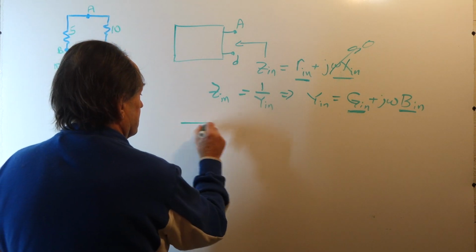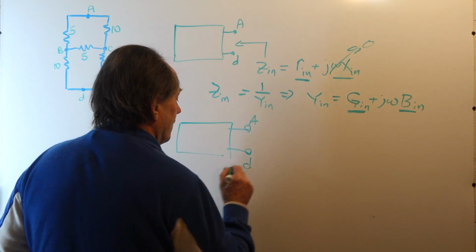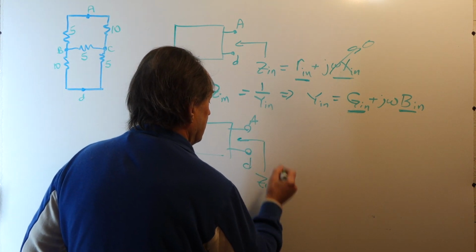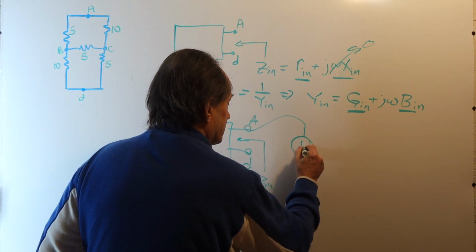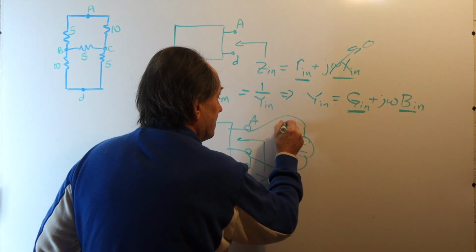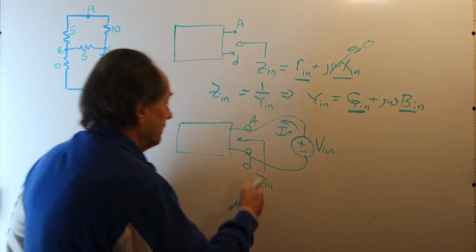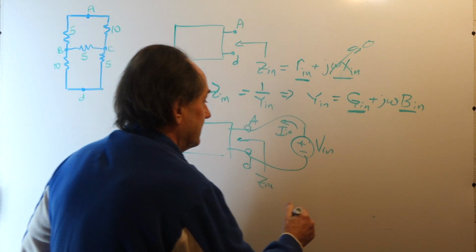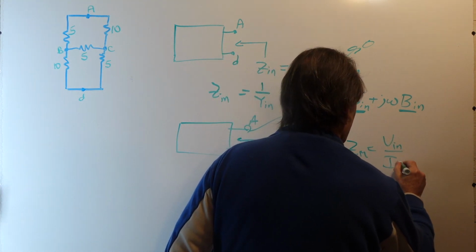Another way we can do this is take the network. We have the two nodes that we are accessing, and we want to find the equivalent impedance, Zn, looking in here. Well, what we do is we attach a voltage source to these two nodes, and we compute the current In. And this voltage we'll call Vn. We just activate the two terminals with a voltage source, compute the current In, and then Zn is Vn over In. Two ways we can do it.